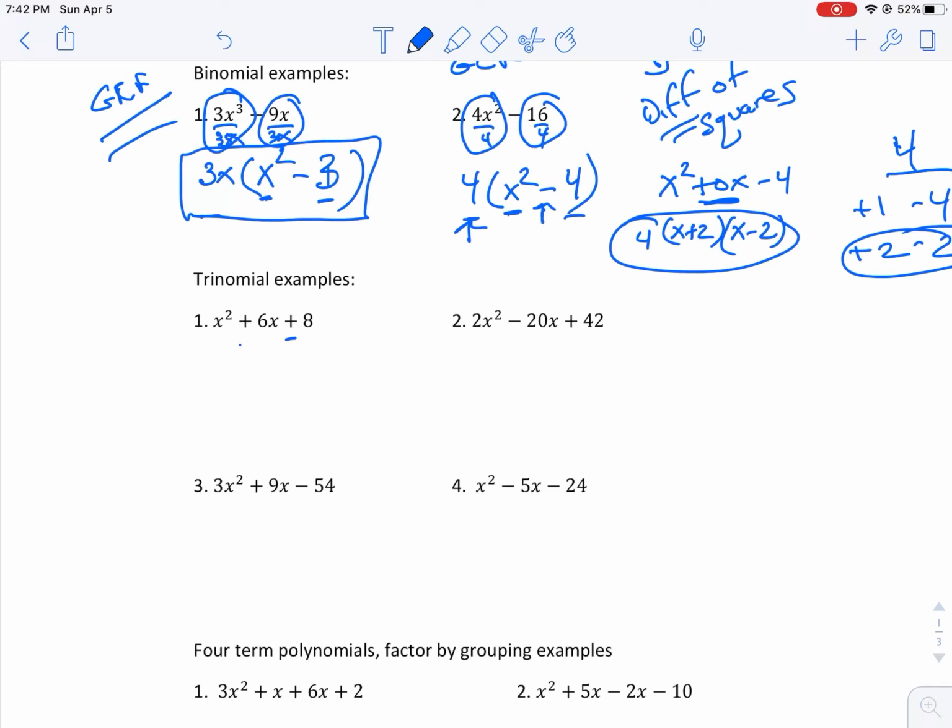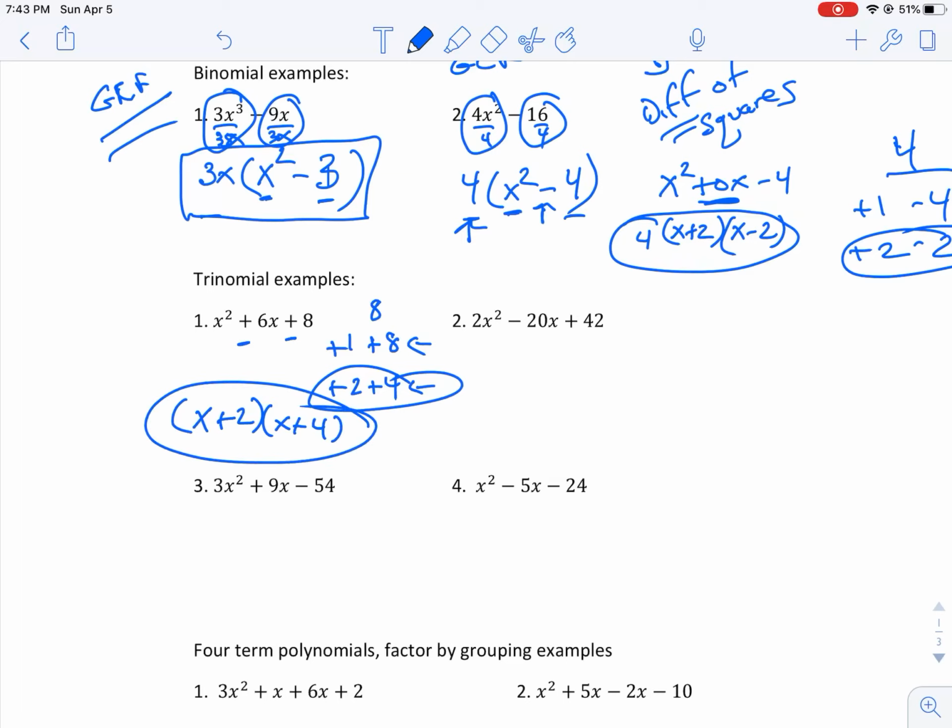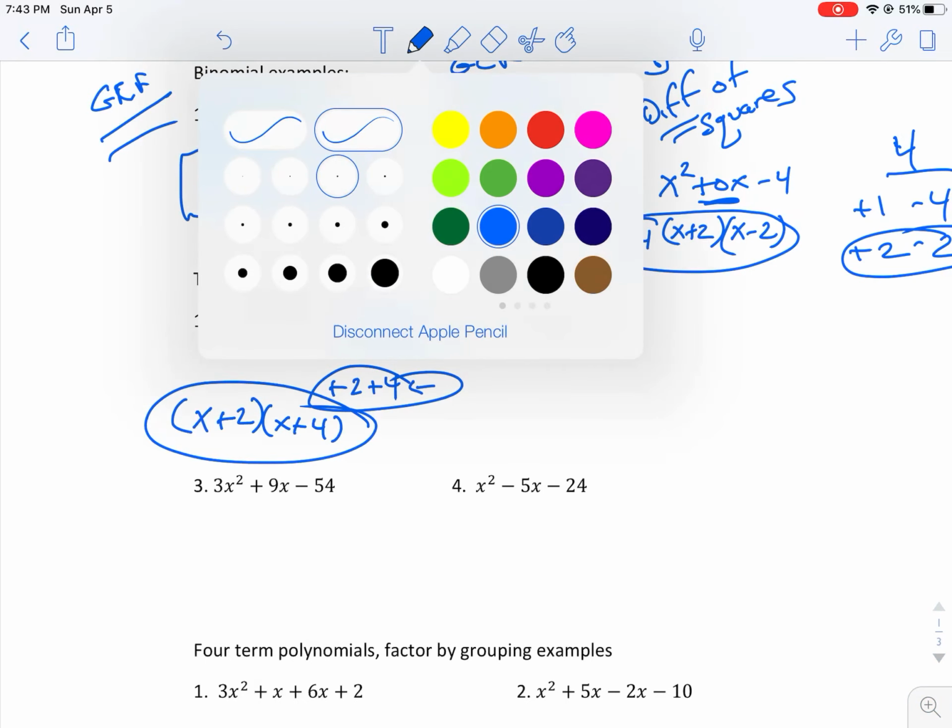So if the last term is positive, the middle term tells me that both my factors are positive. All right, and when I talk about both my factors, I take that 8 and I list the factors, 1 and 8, 2 and 4. So both of these are going to be positive. Both these are going to be positive. Which ones add to positive 6? There you go. X plus 2, x plus 4. You're done.